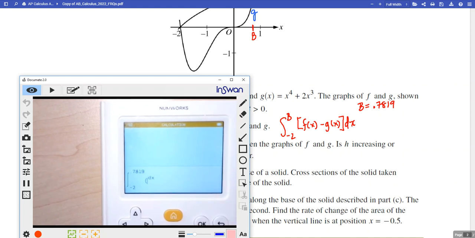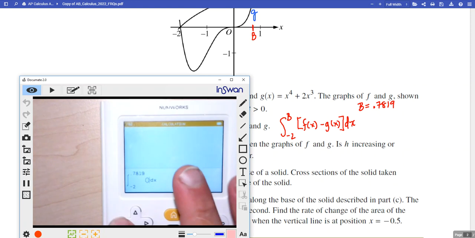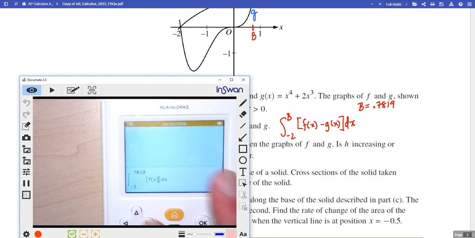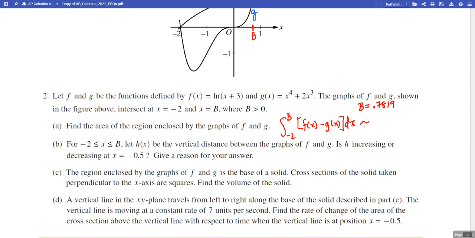And it's going to be of my top function, which is f of x, minus my bottom function, which in this case was g of x. I'll make that computation, which is about 3.603 if I truncate to 3 decimal places. So this is going to be approximately 3.603. No units are given, so I'm not going to use units.